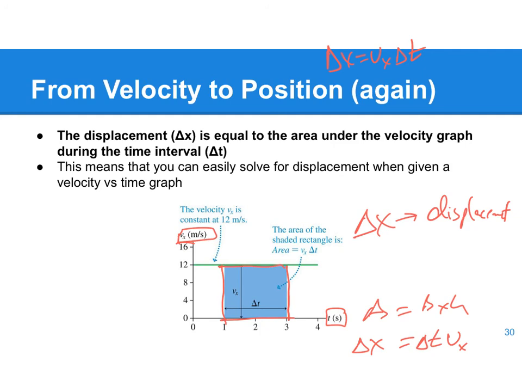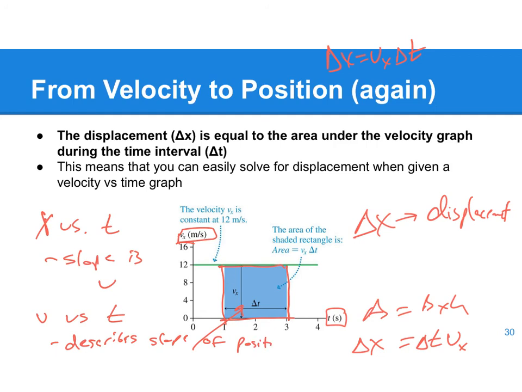So you can use the area under the curve of the graph to also get displacement if we have a velocity versus time graph. So to recap, if I have a position versus time, so an x versus t, the slope is velocity. If I have v versus t, the slope describes acceleration, or the area under the curve is displacement. So we can get a lot from these graphs that help us describe the motion, and we can make some formulas from that as well.